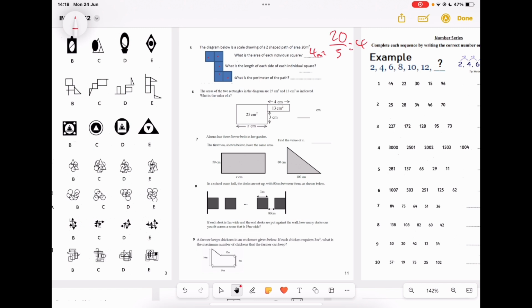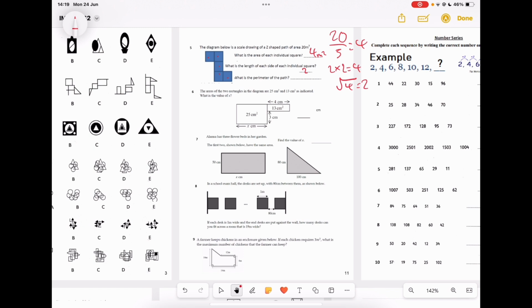And then what's the length of each side of each individual square? So because it's 4 meters squared, we're basically finding the square root of 4. We know that 2 times 2 is 4, so the answer is going to be 2. So question 5, that second part, the length of each side of each individual square is 2, because we know that 2 times 2 equals 4, and each side of a square has an equal length.